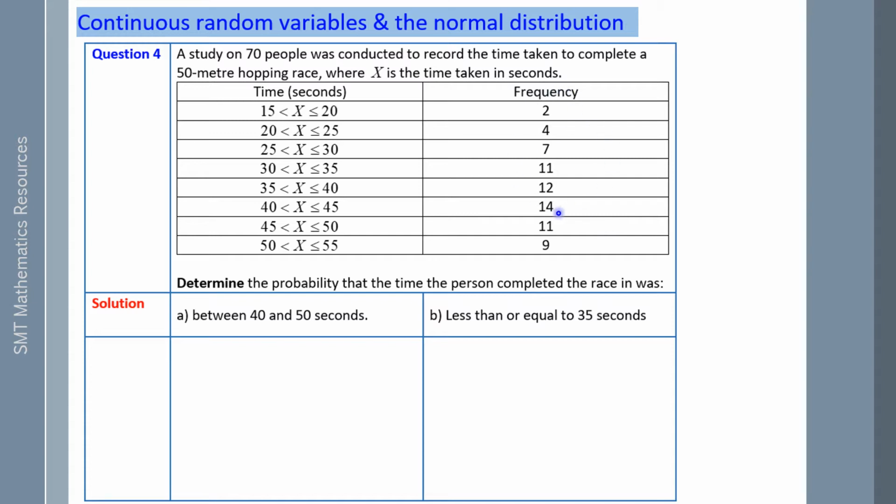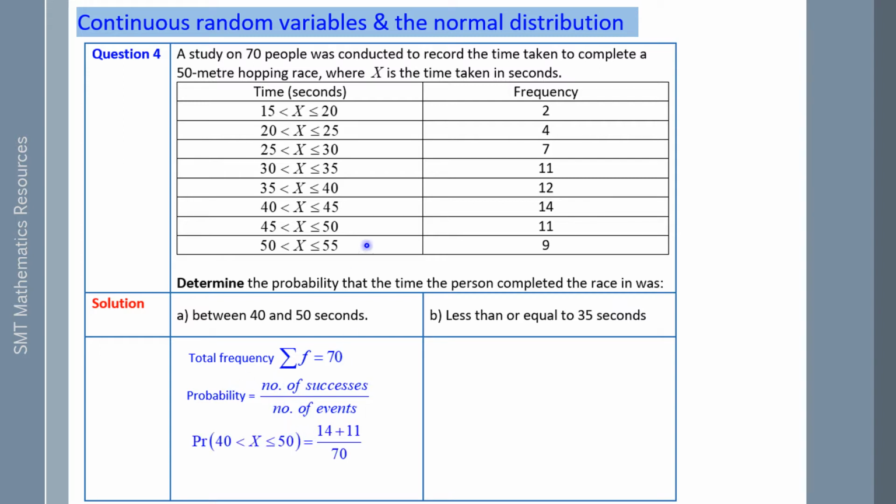We can just use the values in this table by using the total frequency being 70, the probability being the number of successes divided by the number of events. Here we have between 40 and 45 being 14, and 45 and 50 being 11. 14 plus 11 divided by 70 is 5 over 14.